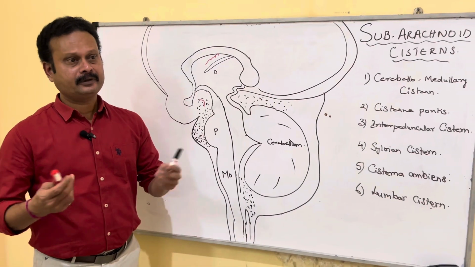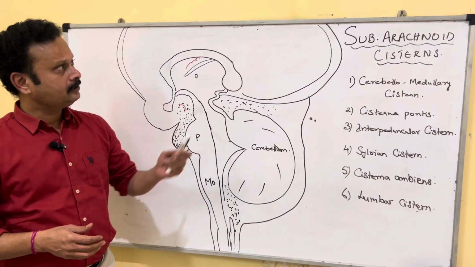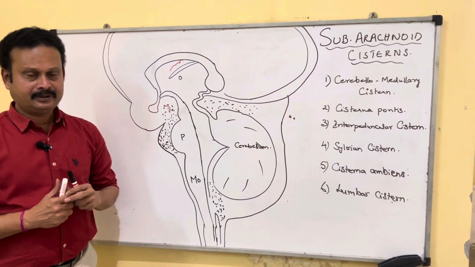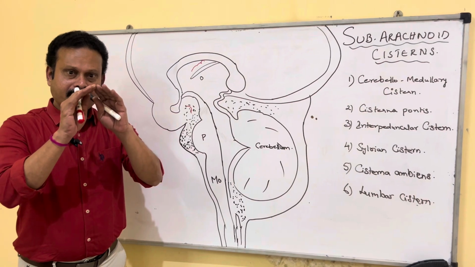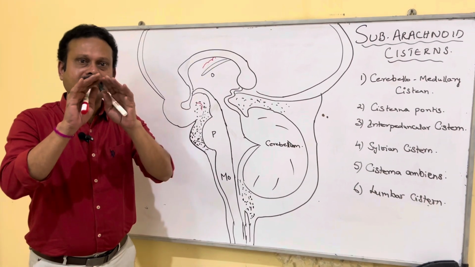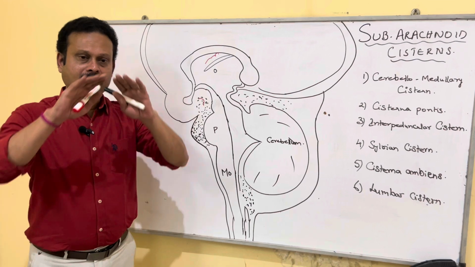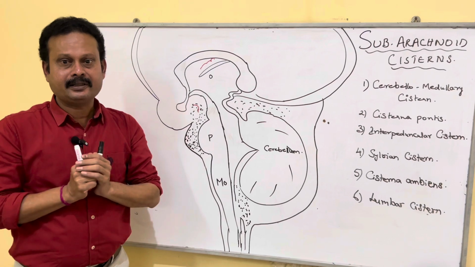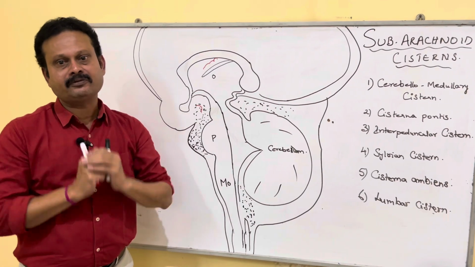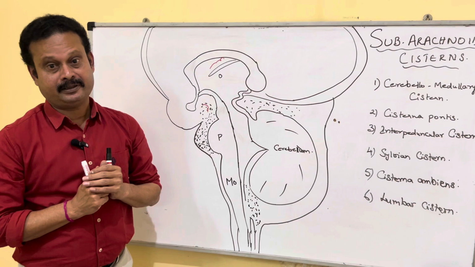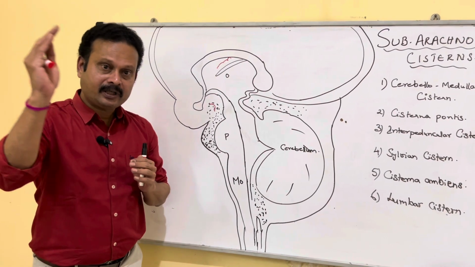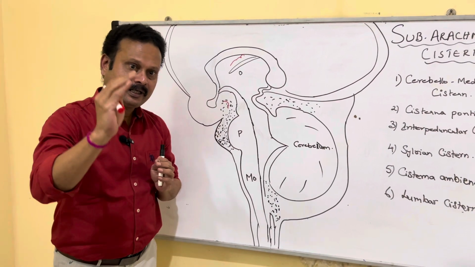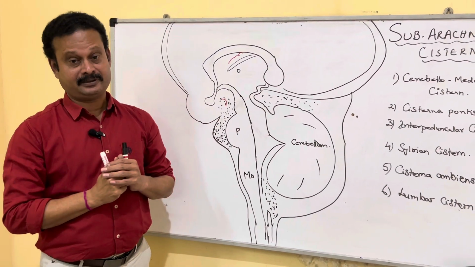Hello. Let us now know what exactly are subarachnoid cisterns. The brain and spinal cord are surrounded by meninges. The outer, tough layer is the dura mater. Then you have the arachnoid mater, and closely adherent to the surface of the brain and spinal cord is the pia mater. The space between dura and arachnoid is called the subdural space. The space between arachnoid and pia mater is called the subarachnoid space.